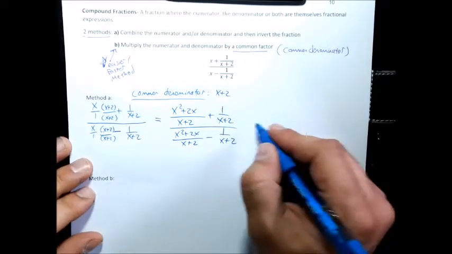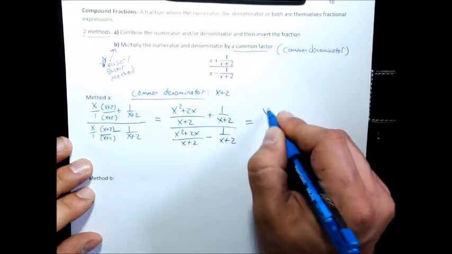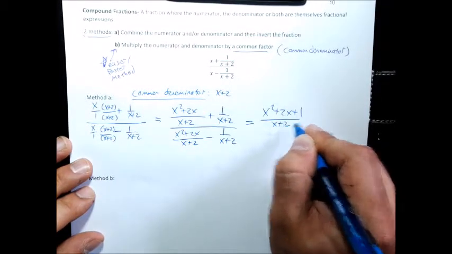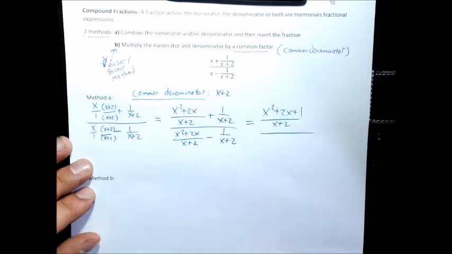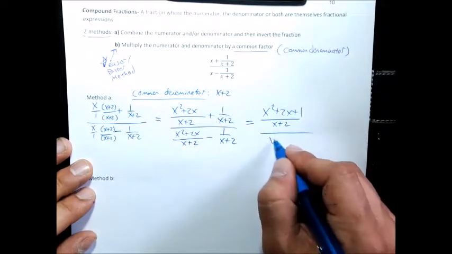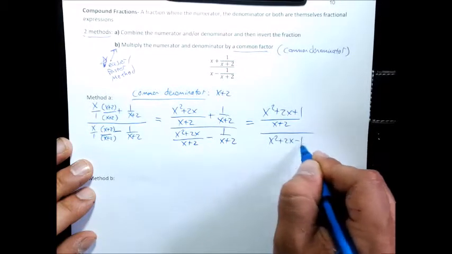Because now we can add them, right? We can just do x squared plus 2x plus 1 over x plus 2. So I just added the numerator together. I kept the denominator and added the top. And I'll do the same on the bottom, except I'm going to subtract.